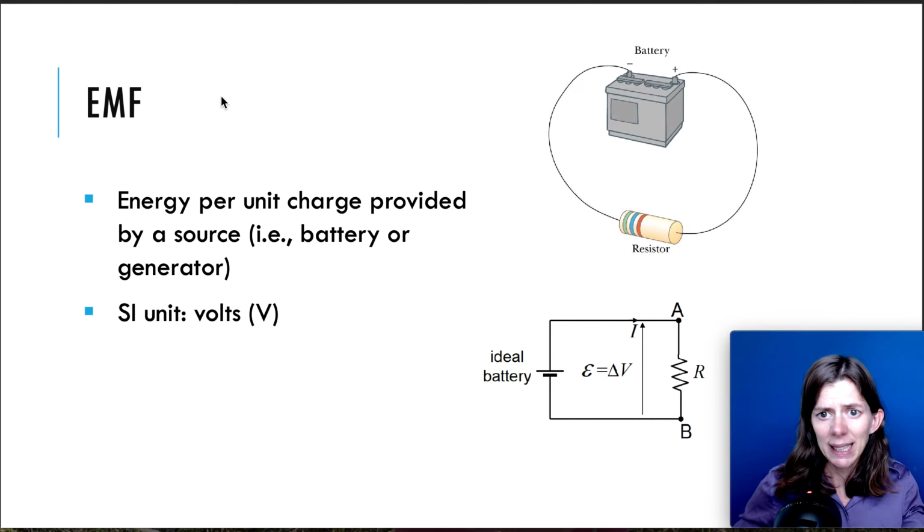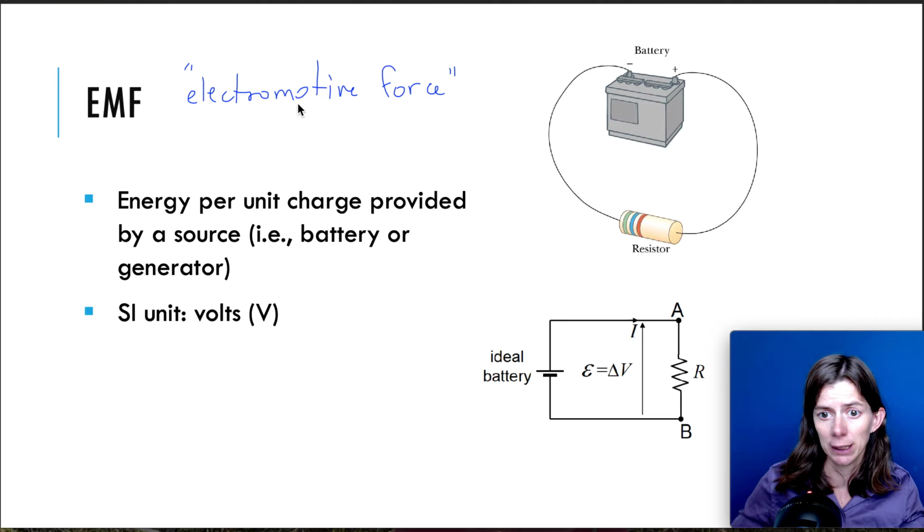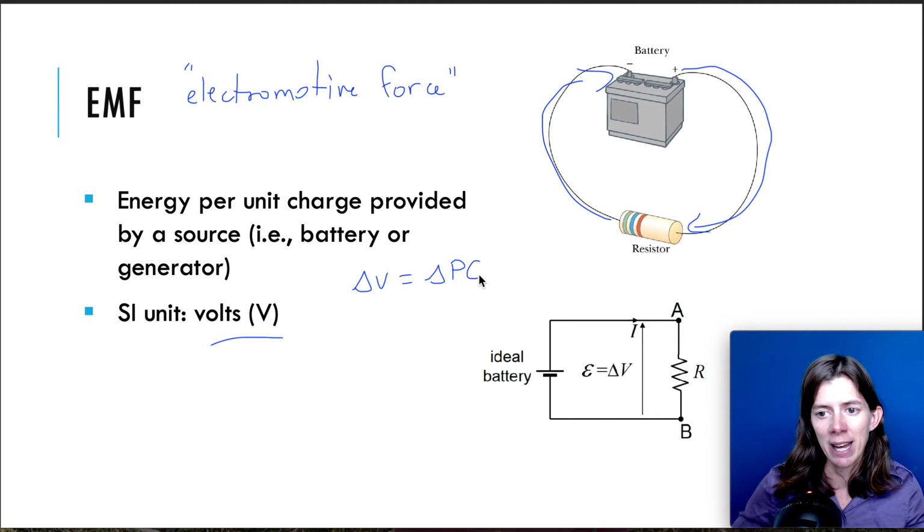EMF stands for electromotive force, but it's not actually a force, it's actually a voltage. You notice that it has units of volts. The definition of EMF is the energy per unit charge provided by a source such as a battery or a generator. A battery will provide energy to the charges so that they can move. How much energy per charge they provide is the EMF. Now this may sound familiar because we defined potential difference as the change in potential energy per charge.